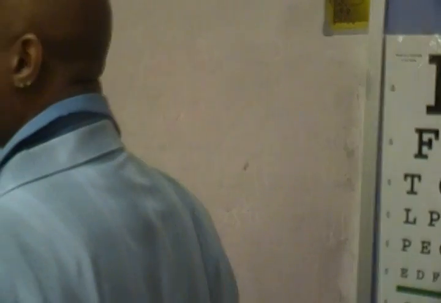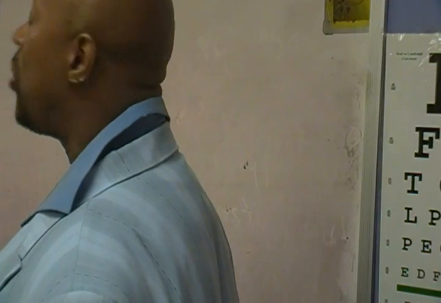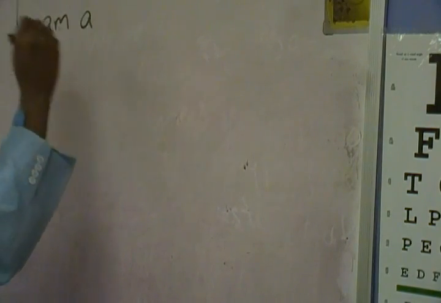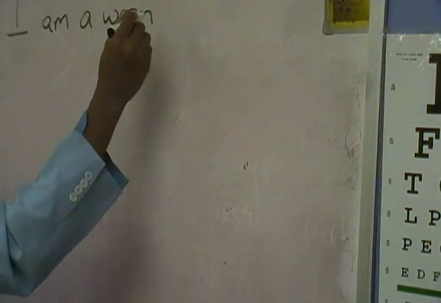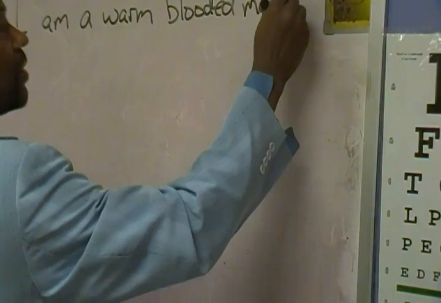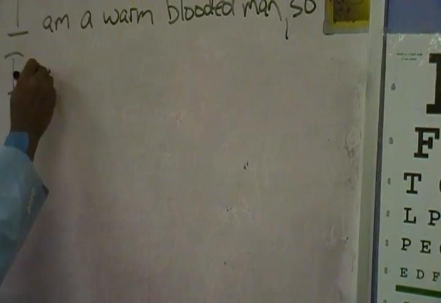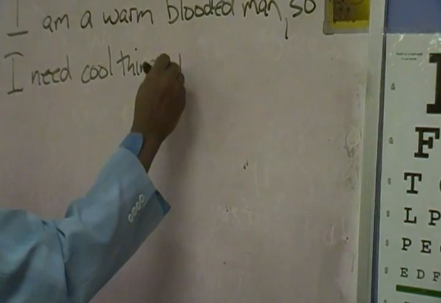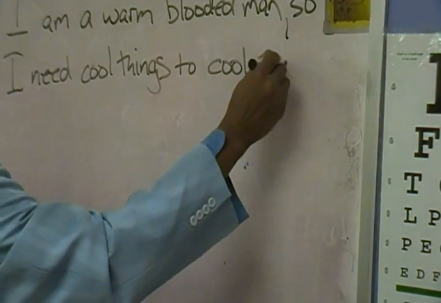Remember I said each argument becomes a topic sentence. That's the topic sentence, it's at the top, it's starting off a paragraph. Now it says 3 supporting arguments. So that means I gotta give you 3 reasons why I like ice cream because it's cold. All right? Main reason why I love ice cream is because it is cold. I am a warm-blooded man. I'm a warm-blooded man, so I need cool things to cool me down. Thank you.